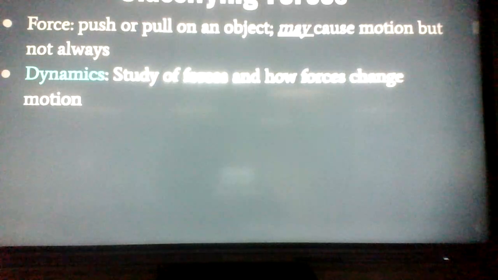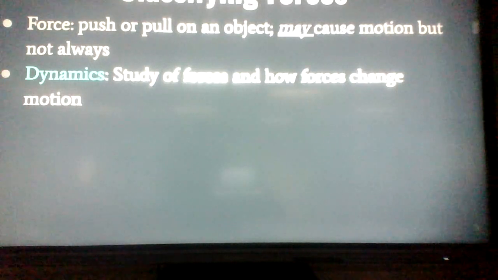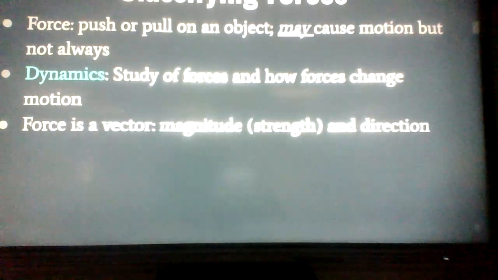Dynamics is the study of forces and how forces change motion. If we want an object to change its current state of motion, change direction, speed up or slow down, or take something not moving and put that object into motion, we have to know about forces, balanced and unbalanced.